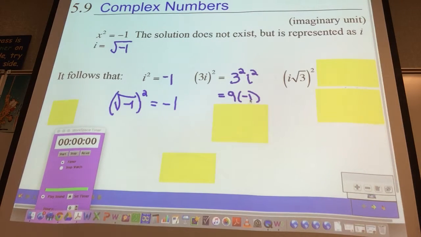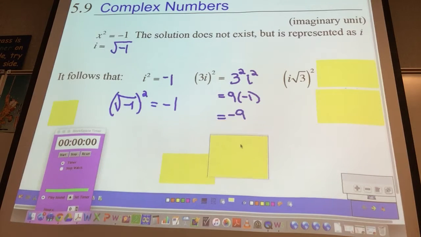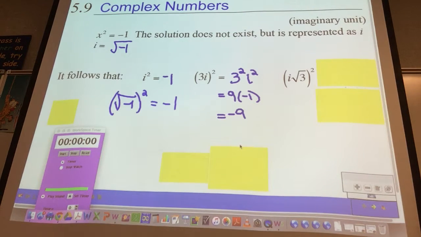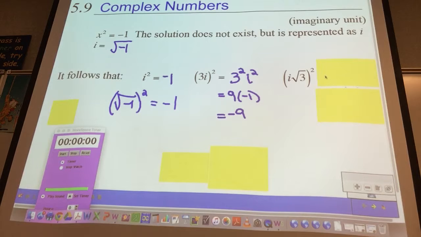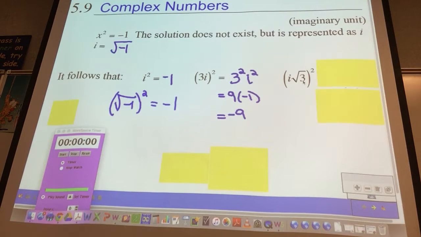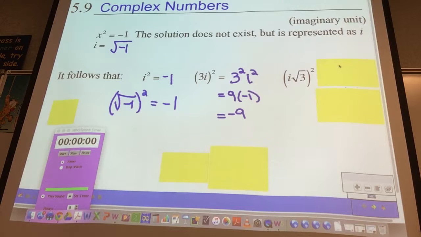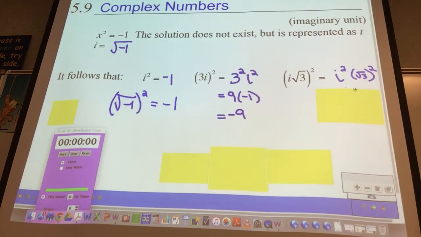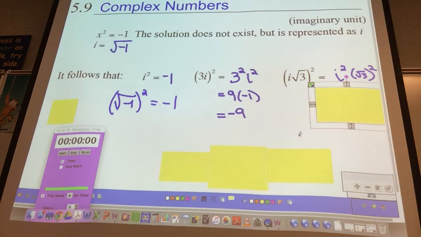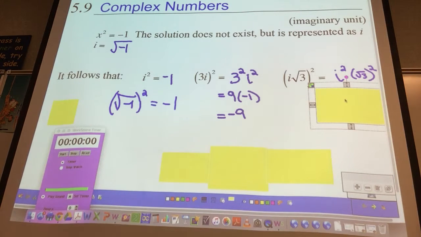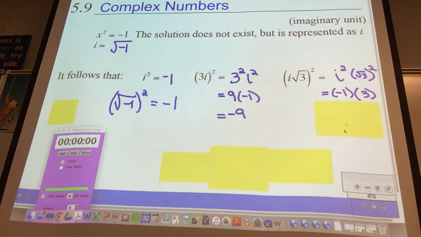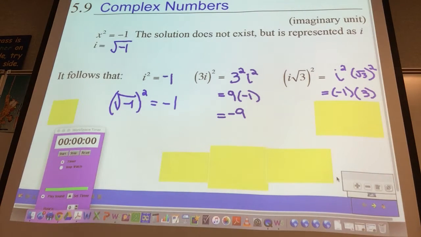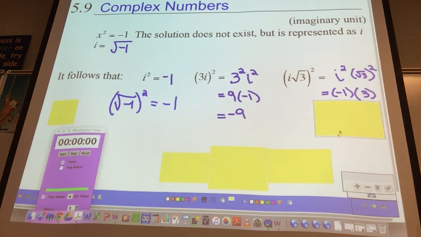So our final answer would be? Negative 9. Man, this is too easy. Yeah, it's pretty simple. It's easier than yesterday's. i squared and radical 3 squared. i squared is just i squared, but what's radical 3 squared? It's 3. Good. So i squared is negative 1, and radical 3 squared is 3. So all you're dealing with now is negative 1 times 3. That equals negative 3.